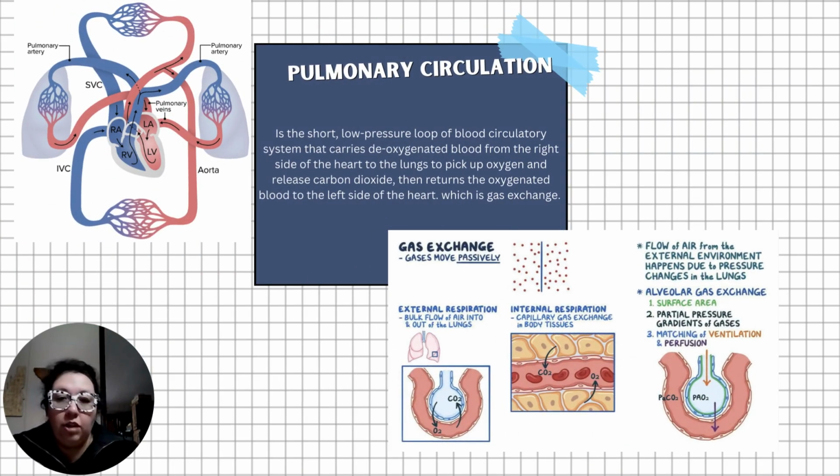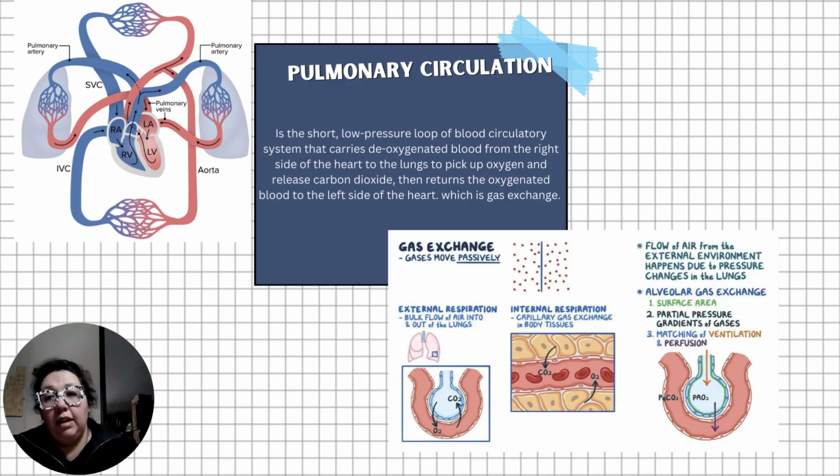So, pulmonary circulation. Pulmonary circulation is a short, low pressure loop of the circulatory system that carries deoxygenated blood from the right side of the heart into our lungs, which are shown in this picture. Then they will pick up oxygen and release carbon dioxide, and then return towards our left side of the heart with rich oxygenated blood, and that'll be pumped back into the rest of our body. So I will show you a description of how that works.